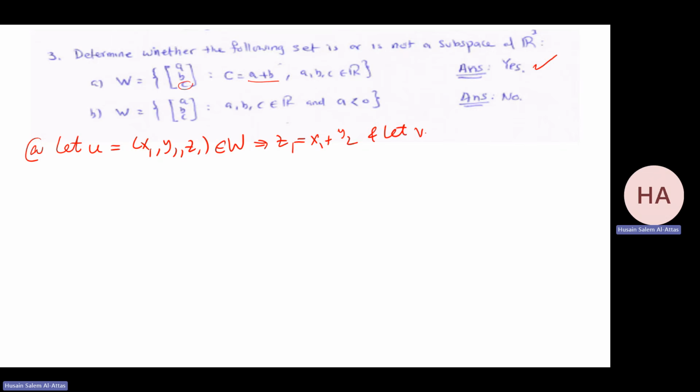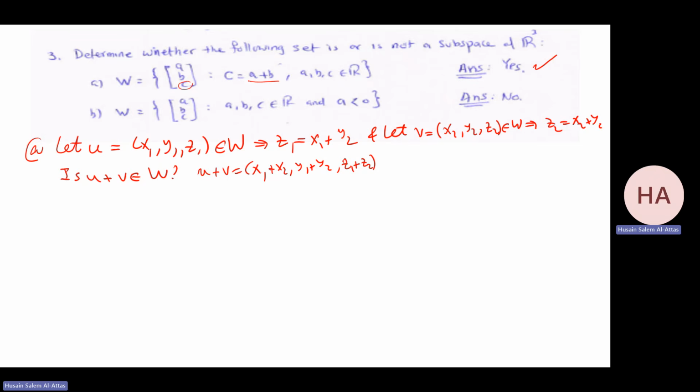And let another v, a general one, x2, y2, z2, belong to W. That means z2 is x2 plus y2. Okay, the question is: does u plus v belong to W? So I need to check u plus v. What is u plus v? x1 plus x2, y1 plus y2, z1 plus z2. I need to check the third component.